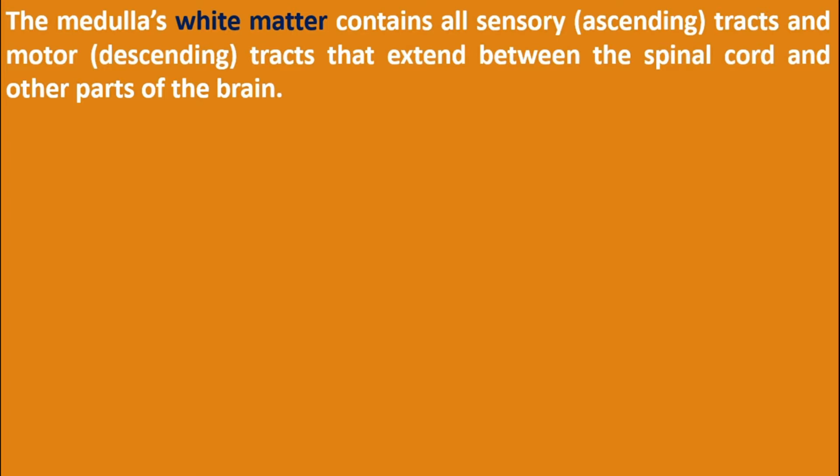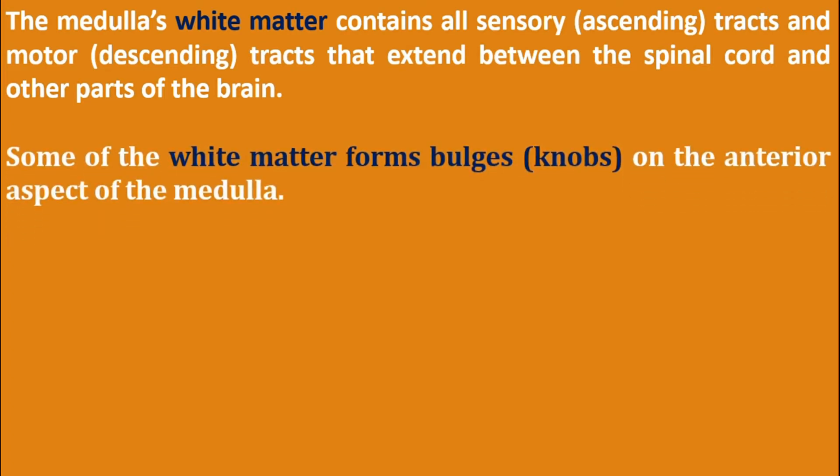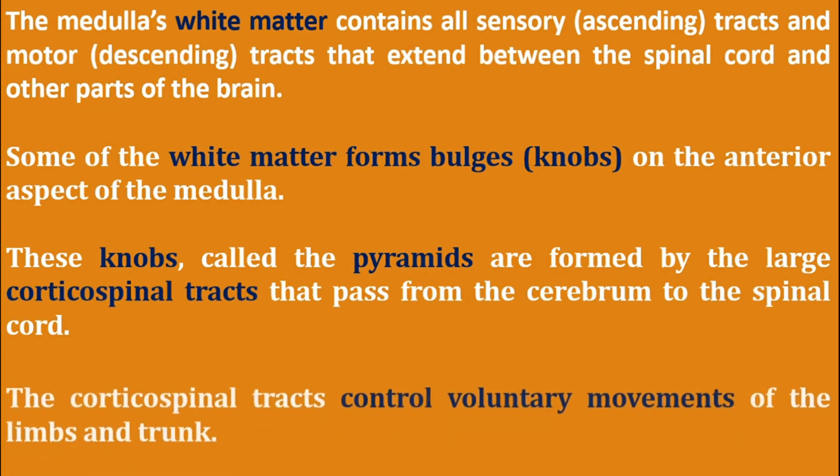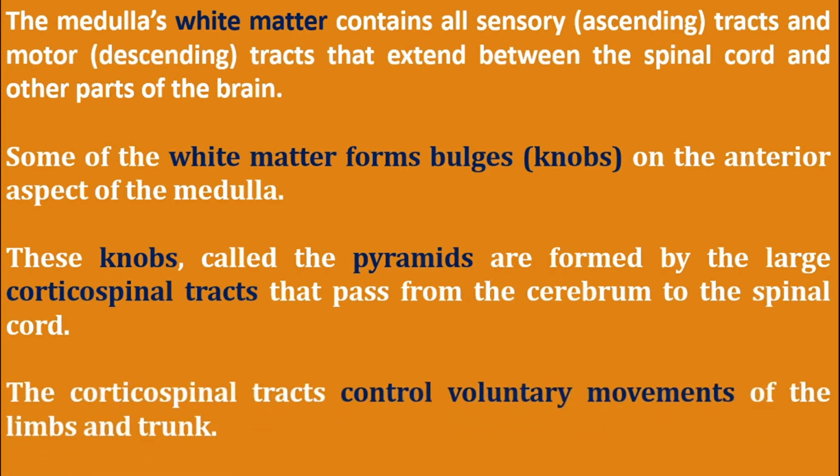Coming back to the white matter present in the medulla, some of the white matter forms bulges, or knobs, on the anterior aspect of the medulla. These knobs, called the pyramids, are formed by the large corticospinal tracts that pass from the cerebrum to the spinal cord. These corticospinal tracts control voluntary movements of the limbs and trunk. Here in Image 1, you can see the white matter, about which we are talking.